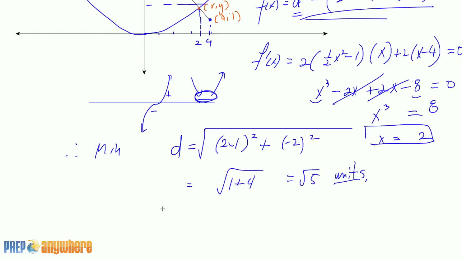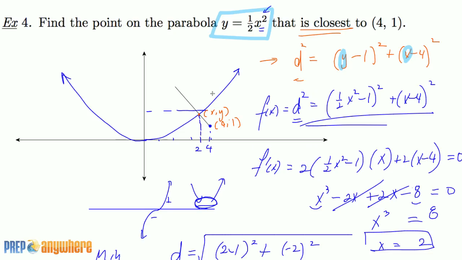Okay, so that's the shortest distance, but what about the point on the curve, right? The point on the parabola that will give the shortest distance will be (2, 2), by plugging in here.